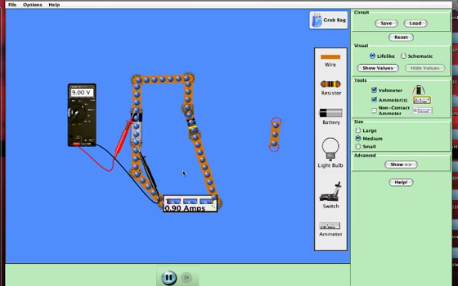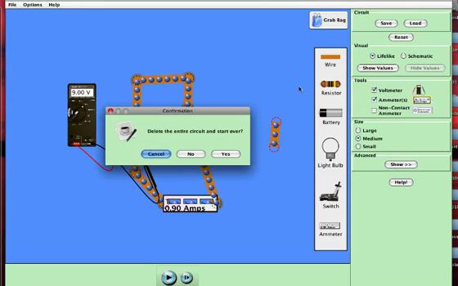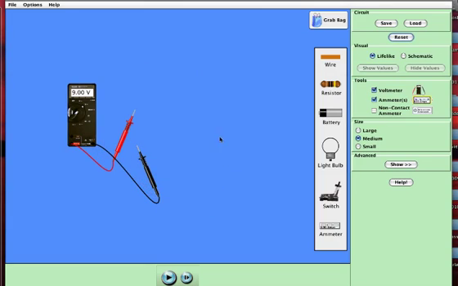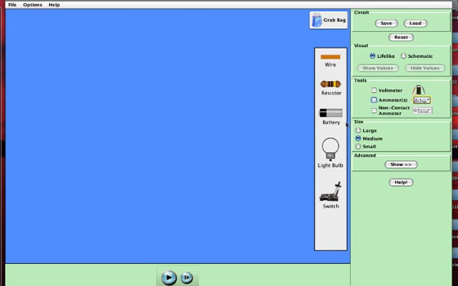Let's see here. Where am I? All right. Let me pause. I'm going to reset. All right. Yes. Delete the voltmeter. Delete the ammeter.